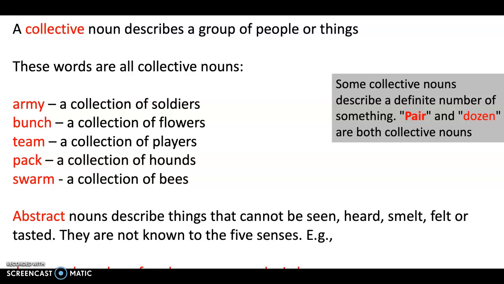Abstract nouns describe things that we cannot see, hear, smell, or taste. So we are not able to know these things through the five senses. For example, concepts such as honesty, boredom, freedom, power, and wisdom are abstract nouns.